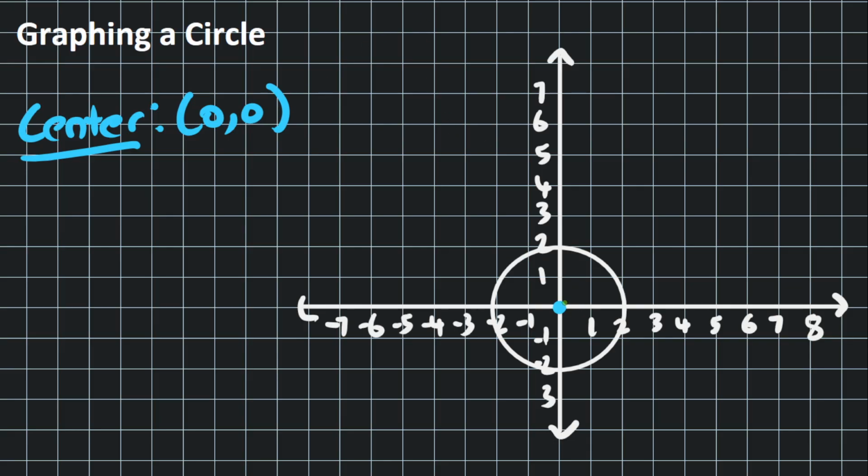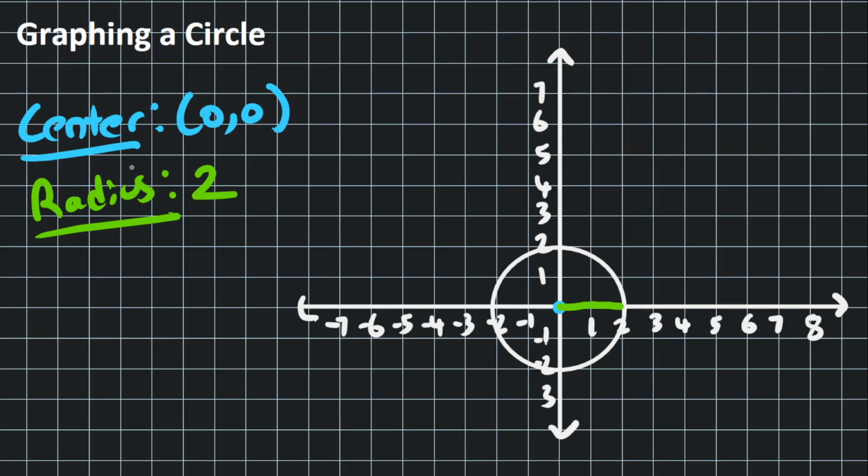Great, and we also know the radius, because if we start at the center and go to any point on the circle, so right here, we know that this line is 2 long. It has a distance of 2, so 1, 2. That's how you want to think about it. So the radius of this circle is 2. So now we have the center of the circle, it's at the origin, and we have the radius of the circle, which is 2.